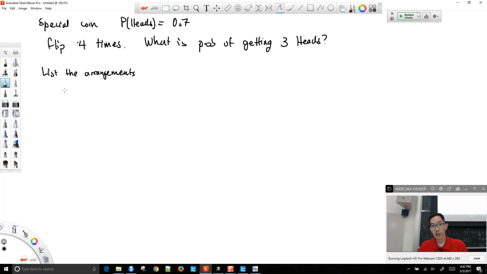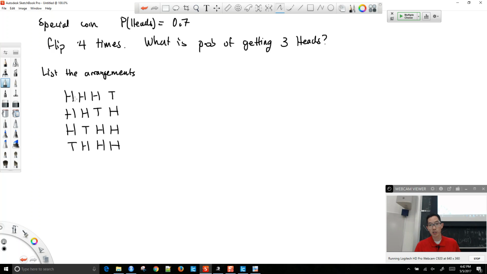And these are the possible arrangements. The first 3 are heads, and the last one is tails. Or heads, heads, tails, heads, heads, tails, heads, heads, and tails, heads, heads, heads. Okay, so there are 4 possible arrangements for getting 4 flips, 3 heads, 1 tail. Okay, so 4 arrangements.